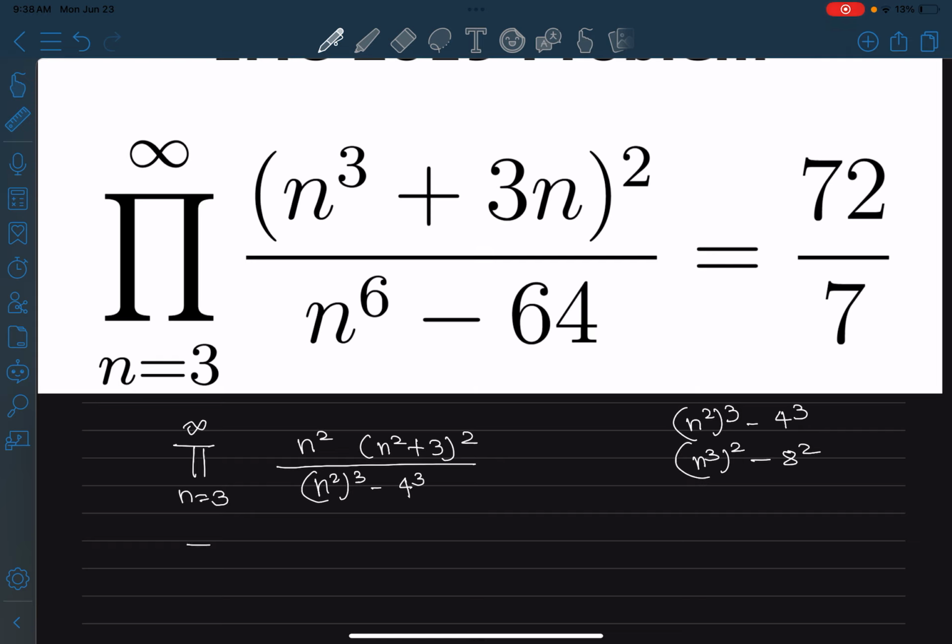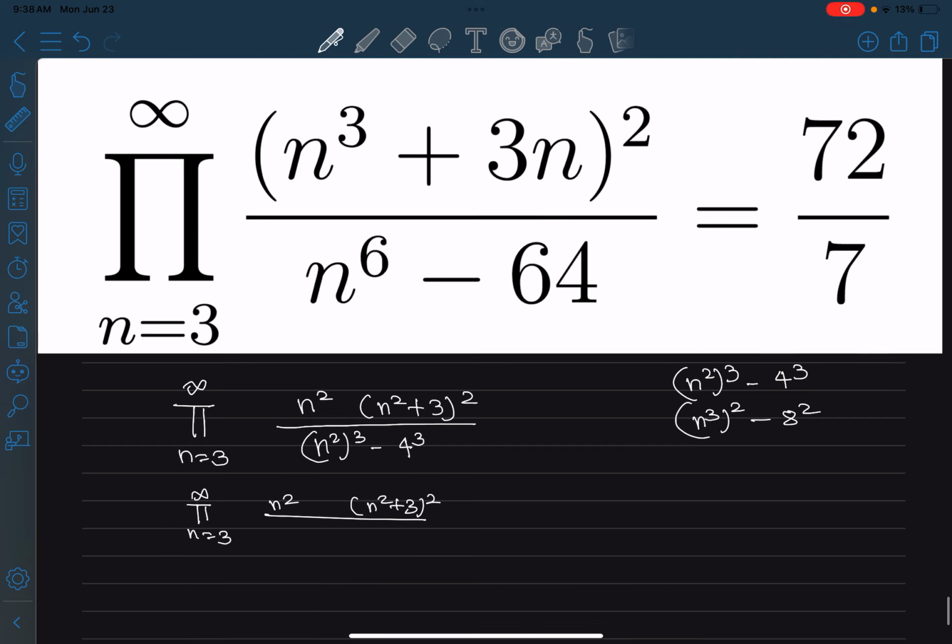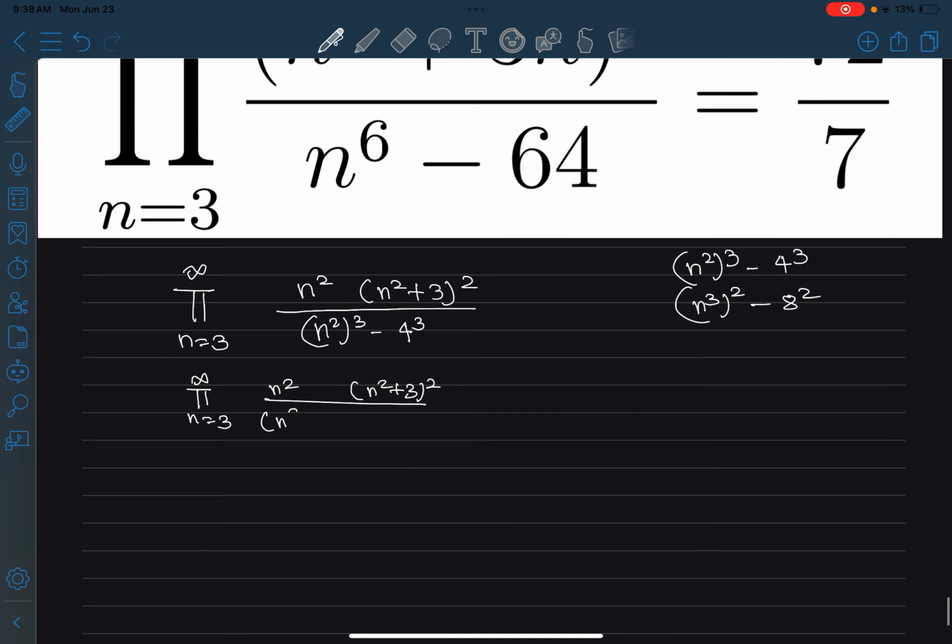This gives us the product from n equals 3 to infinity of n square plus 3 whole square, divided by n square minus 4 times n to the power 4 plus 4n square plus 16.